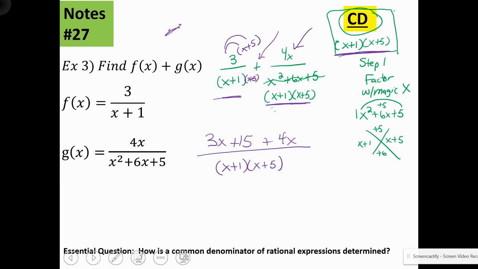And now I'm going to add up the top. So I keep the bottom. That's the one thing is students think they don't have to keep the denominator. You do. Keep that denominator all the way into the final answer. I always write it in first. So 3x's plus 4x's makes 7x's plus 15. And that's our final answer.